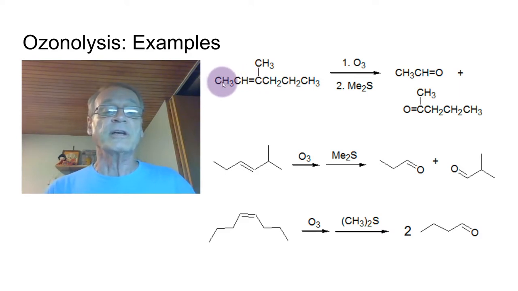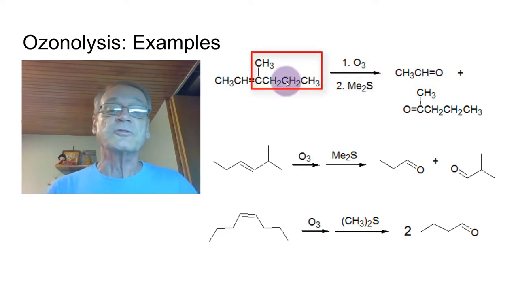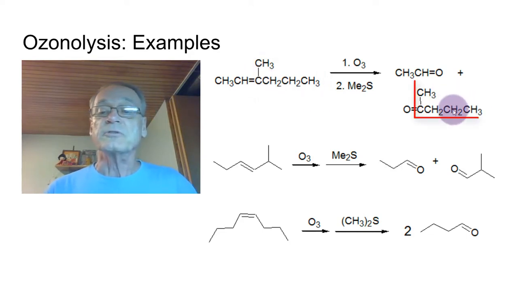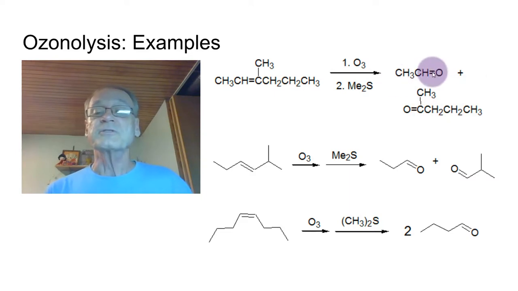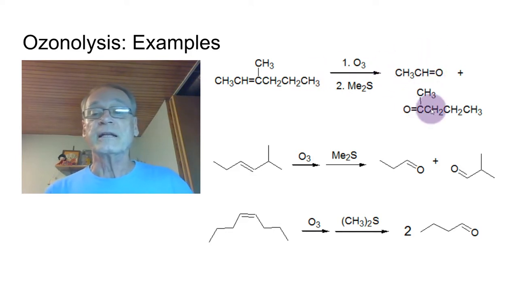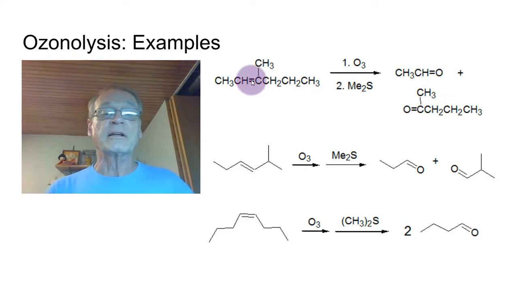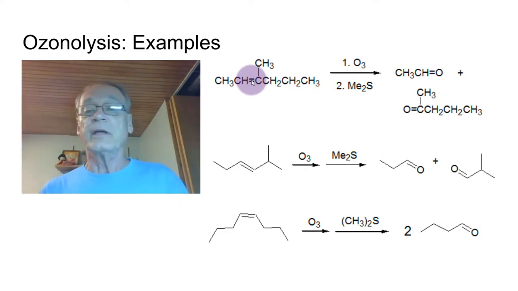This side, CH3CH double bond O. This side, CH3CH2CH2C with a methyl, and then double bond O. So this is an aldehyde because it has a hydrogen on that carbon. This is a ketone because it has both carbons on that carbon. So in this particular case, we formed an aldehyde and a ketone, and it's real easy. Just take that double bond, imagine stretching it, sticking O's in on both sides, and you got it.